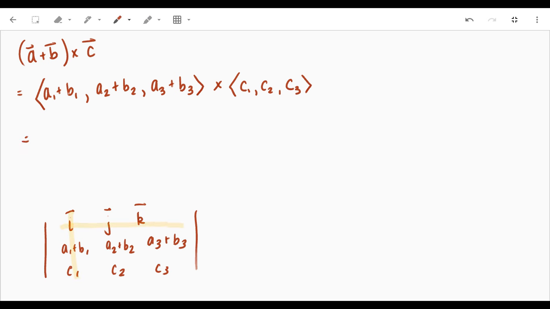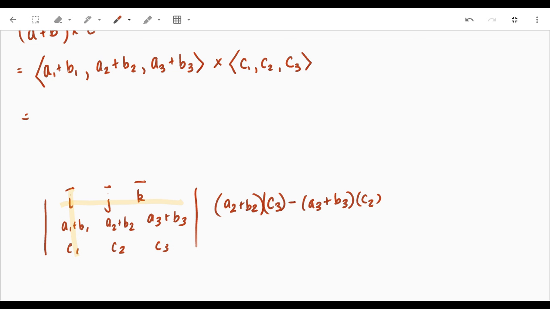Okay, so remember first, we would have A2 plus B2 times C3. Actually, you know what? I'm going to do this even to the side here because I'm going to clean it up before I put it up there. Okay, so we would have A2 plus B2 times C3 minus A3 plus B3 times C2. Okay, and that would be I.